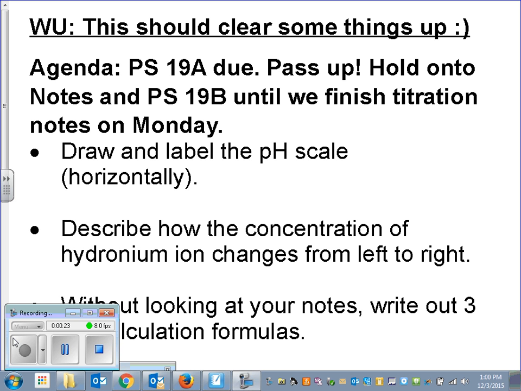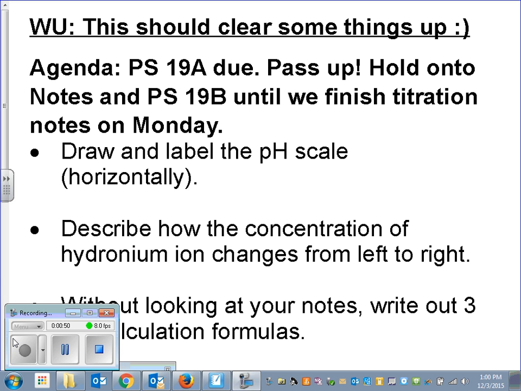What if I was a strong base? 14. Okay, but why is the strong base at 14? Because it's strong. Because what? It makes a ton of hydroxide, right? If I'm a weak base, why am I at 8 or 9? There's still more hydroxide than hydronium, but there's not a ton of hydroxide. So the concentration being lower means it's going to be a lower pH.